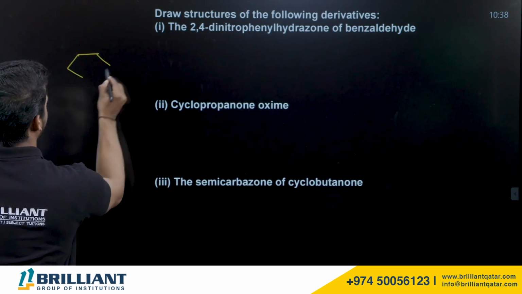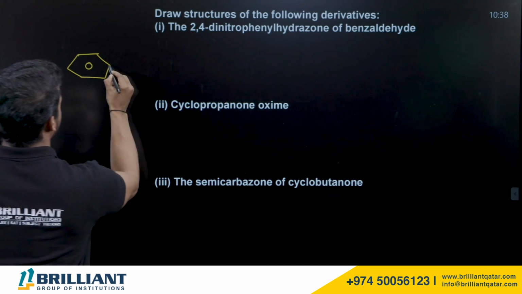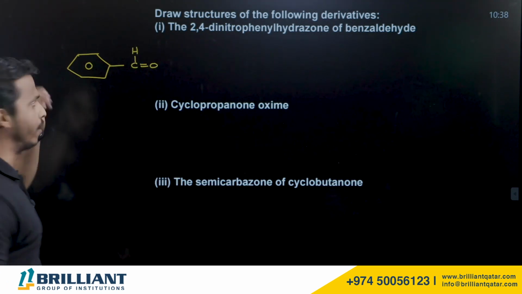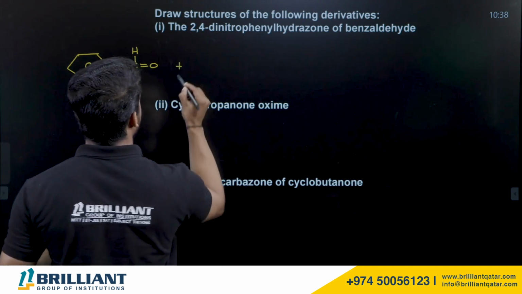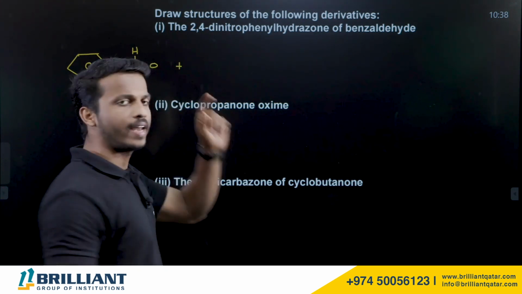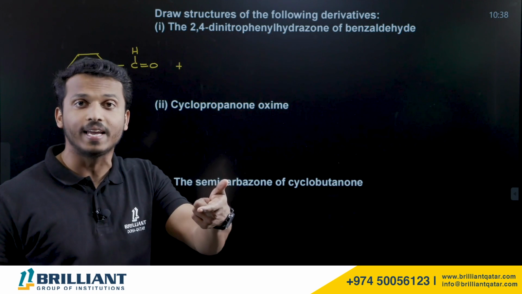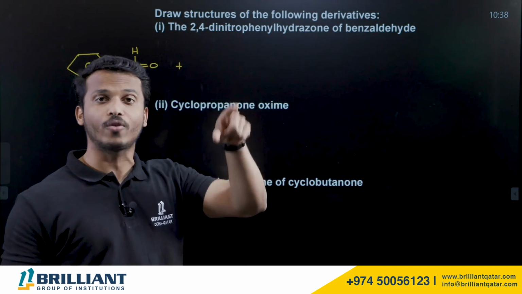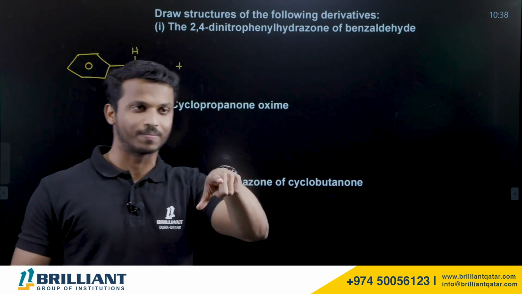You know, benzaldehyde is what? Benzene with CHO. Let me write the CHO group like this. Okay, it's benzaldehyde, right? Let me treat this benzaldehyde with 2,4-dinitrophenylhydrazine. Dear student, this is the product. 2,4-dinitrophenylhydrazone is the product.